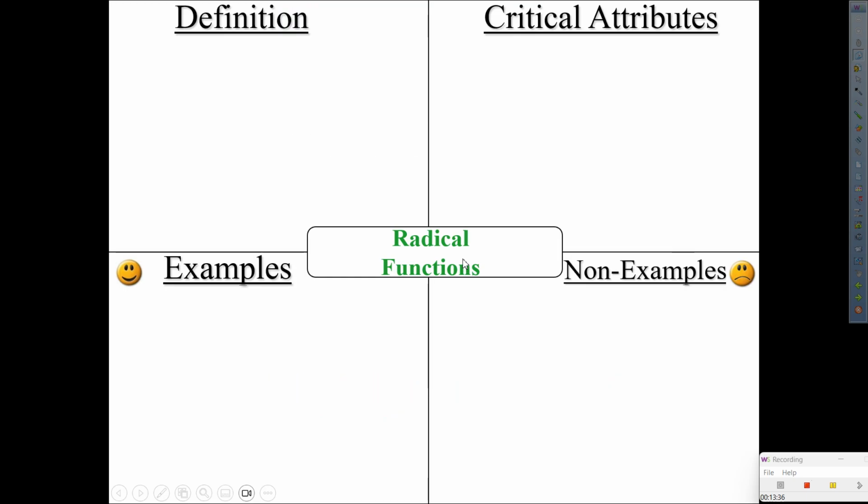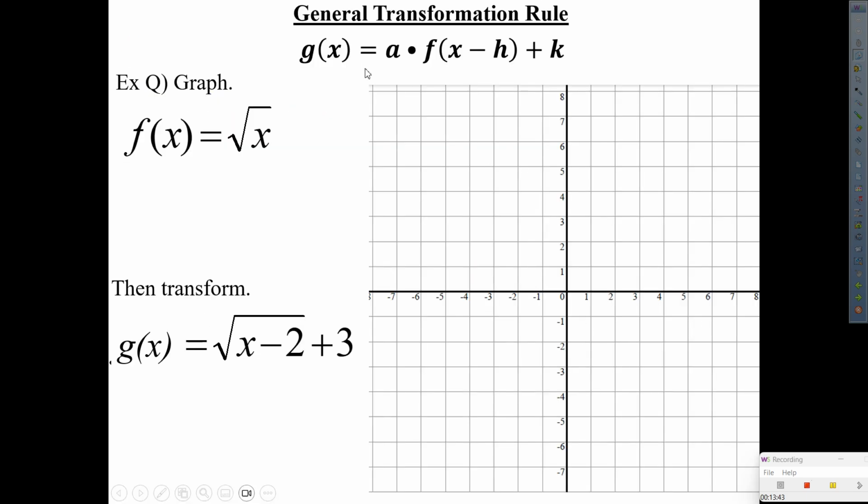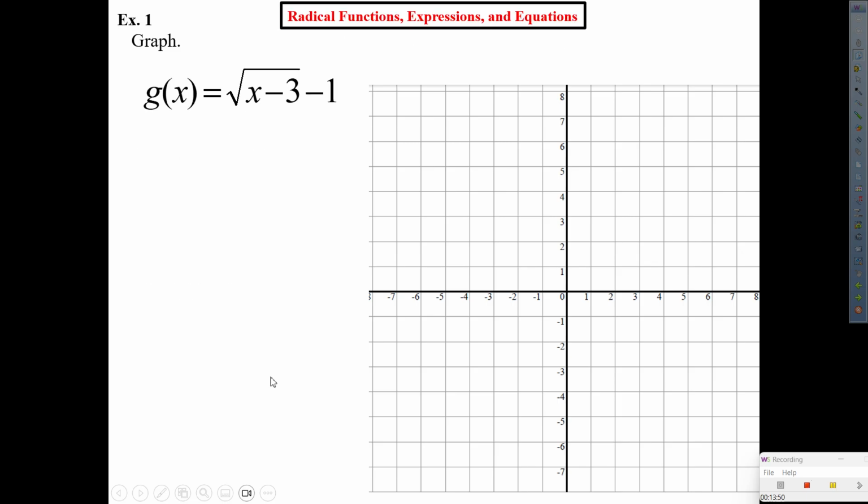So, we know what radical functions are, is that correct? And what they look like. Yesterday we started with our general rule. We did graphing the parent function, then we did the transformation, is that correct? Then we did another one, and then another one, but then we solved it. We graphed it and solved it, yes?